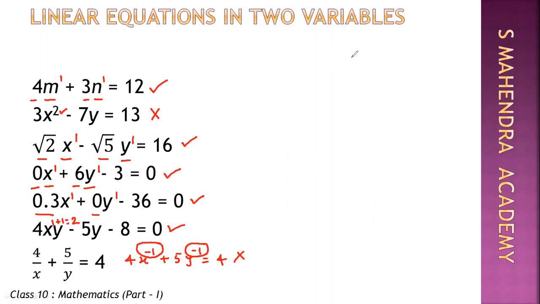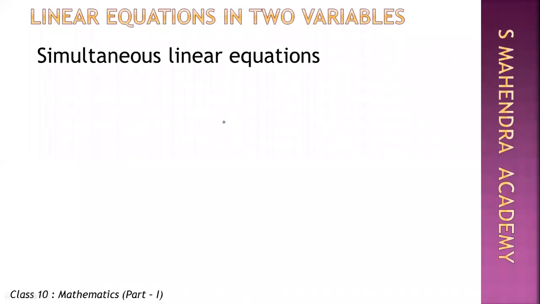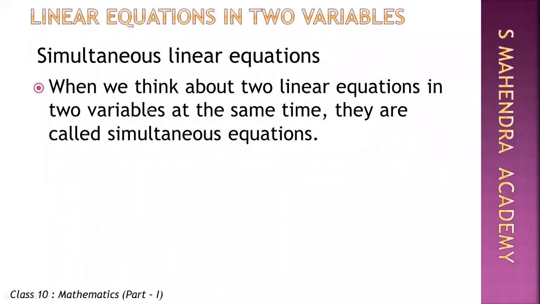Now, we'll see the simultaneous linear equations with two variables. When we think about two linear equations in two variables at the same time, they are called simultaneous equations, like 5x - 3y = 8 and 3x + y = 2. Both these equations represent the same situation or condition. Therefore, it is called simultaneous linear equations having two variables.